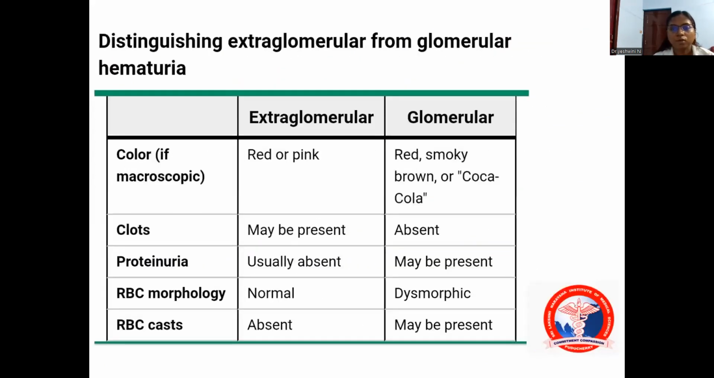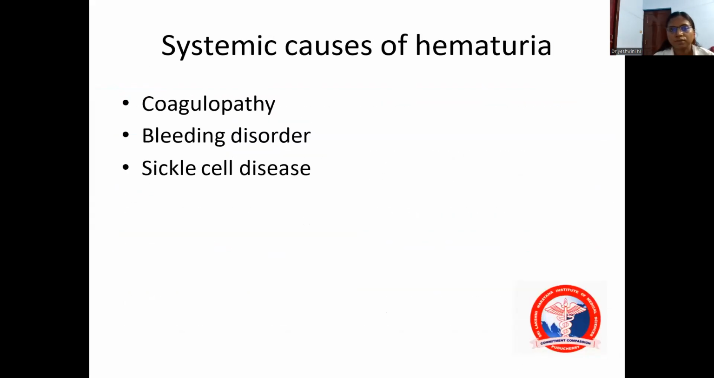Glomerular cause will be a cola-colored urine with proteinuria, with RBC casts and dysmorphic RBCs. Okay. Extraglomerular will have a red color urine with clots. Proteinuria will not be there. RBC morphology and casts will be normal. Okay. So this is how you differentiate.